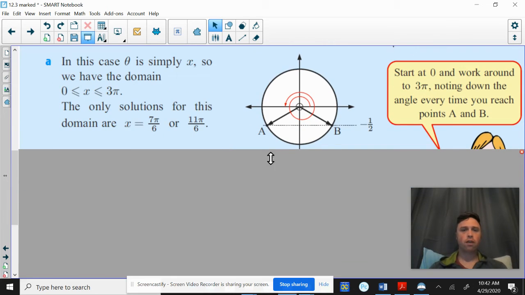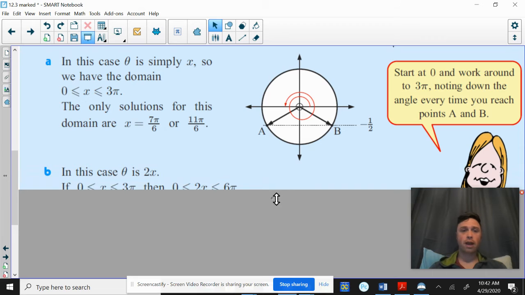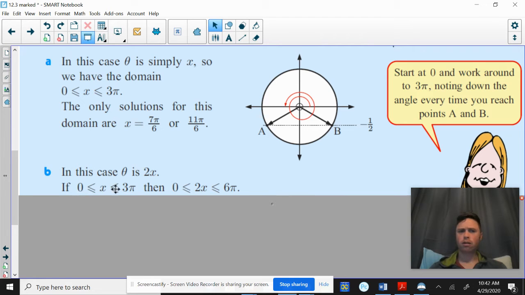Okay, so for the next equation, the angle is 2x. It's a double angle here. So we want to think about what's happening with the domain. If the x's are going from 0 to 3 pi, then that means the 2x's could be as large as 6 pi, from 0 to 6 pi. Because if I just think at the top end of this domain, if x is positive 3 pi, then the 2x angle would look like 6 pi.